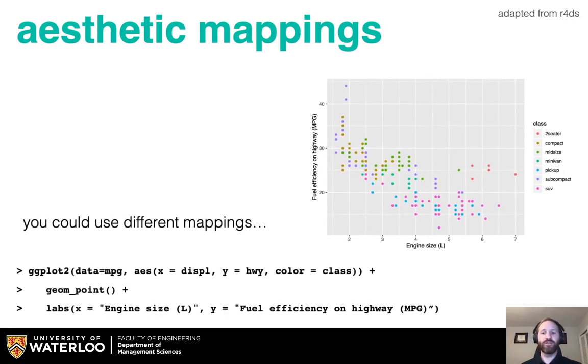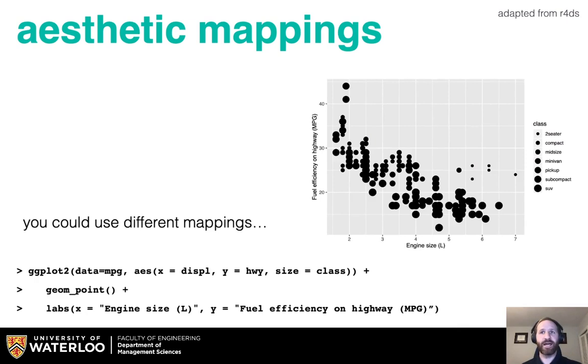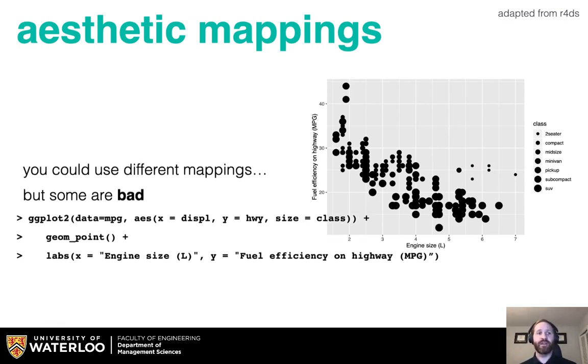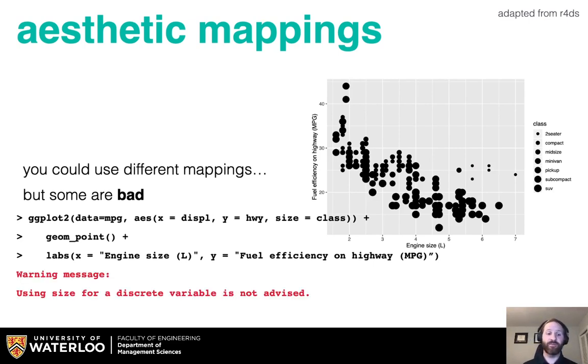So you can use different mappings than color, for example. You could say size equals class. But as we've discussed, some are bad. And so you want to make sure you think through some of the earlier parts of this lesson to try and have mappings that make a lot of sense. And in fact, R will even warn you about this sometimes: using size for a discrete variable is not advised. So think about what you graph.